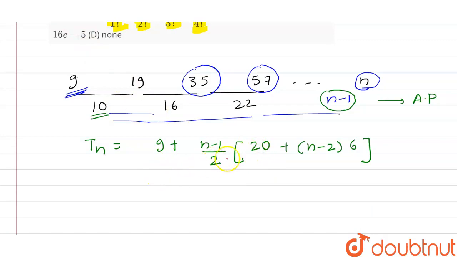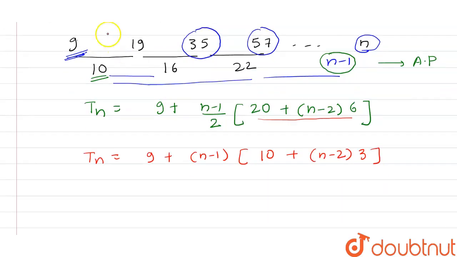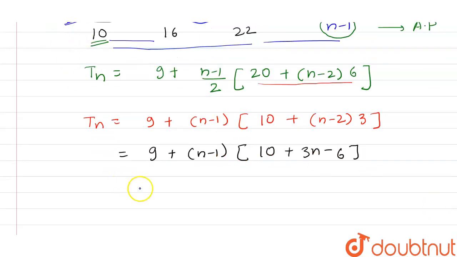Now if we divide this by 2, we get Tn is equal to 9 plus n minus 1 into 10 plus n minus 2 into 3. If we solve this, we get 9 plus n minus 1 into 10 plus 3n minus 6. This is equal to 9 plus n minus 1 into 3n plus 4.